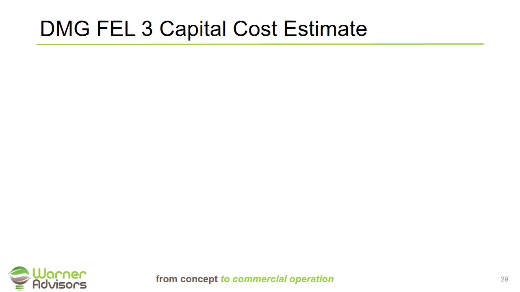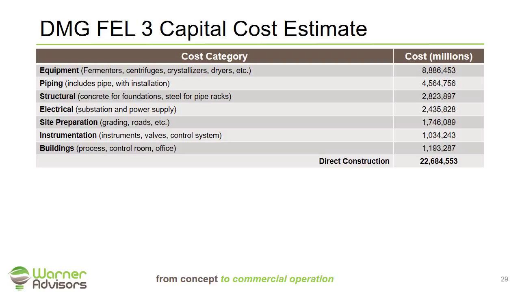So based on that description, let's take our dimethyl glop process and look at what an FEL3 capital cost estimate would look like. First, we come up with our equipment, piping, and other costs. This will be the direct construction cost. For each one of these categories, equipment, piping, structural, electrical, each one of these would have spreadsheets below it making calculations. In the equipment category, each one of those pieces of equipment would have detailed information, cost, similar to what we showed in FEL2.